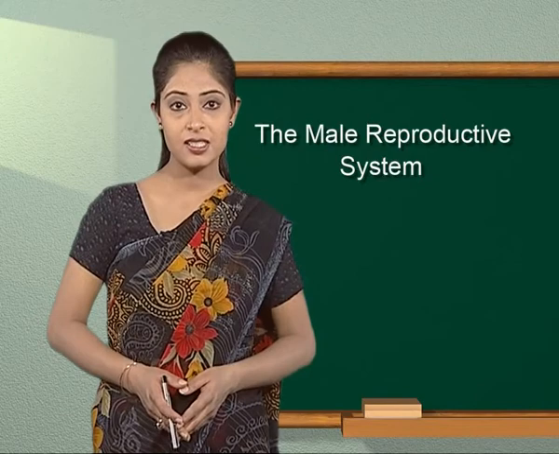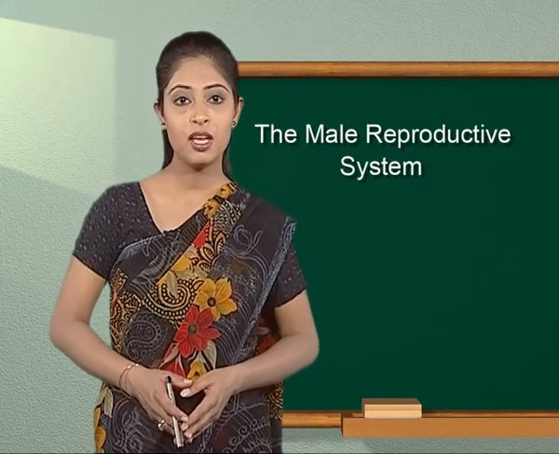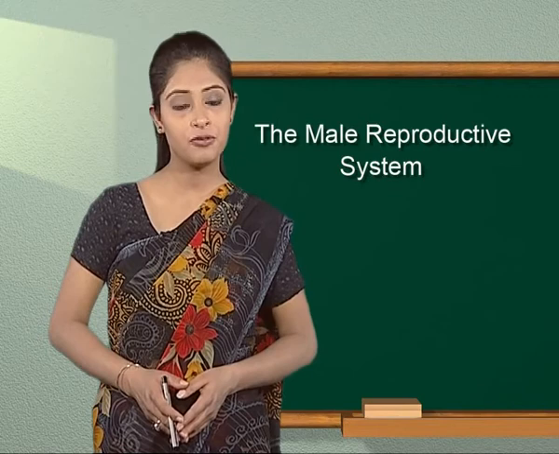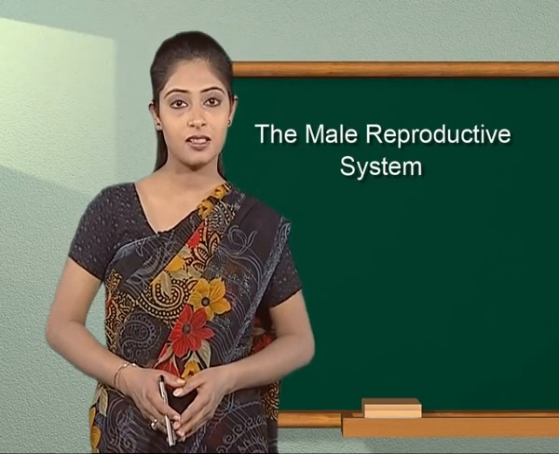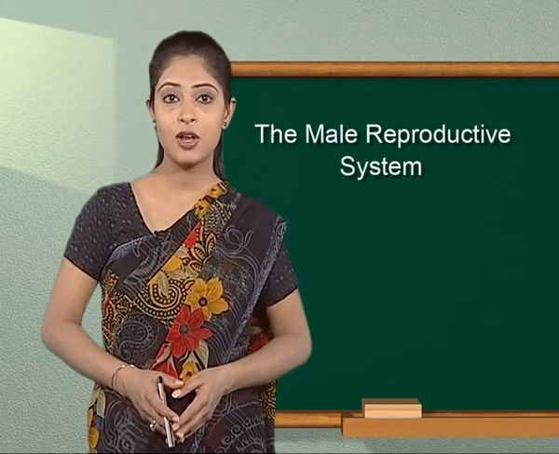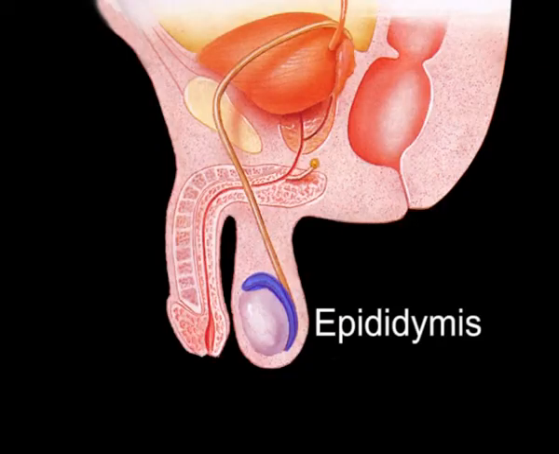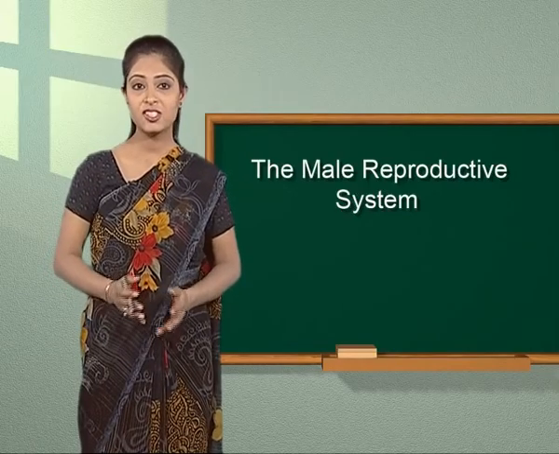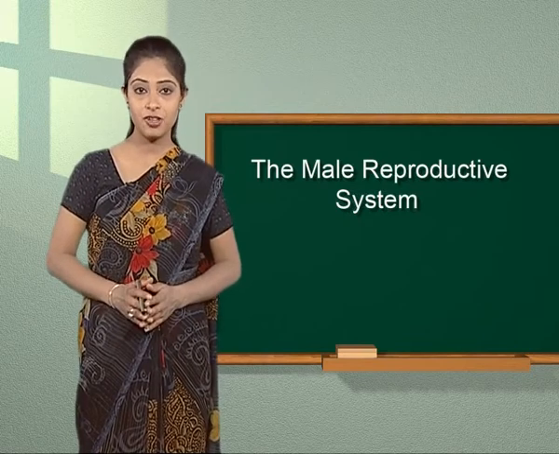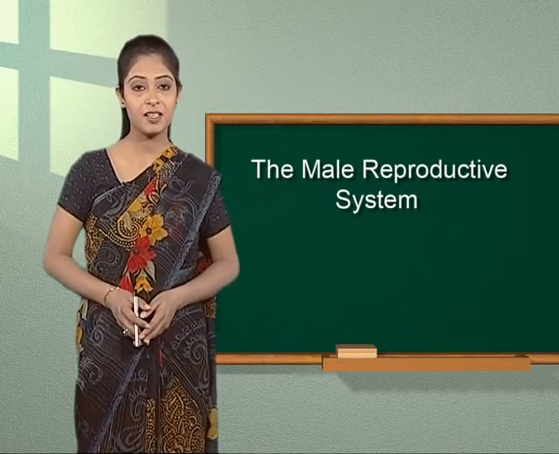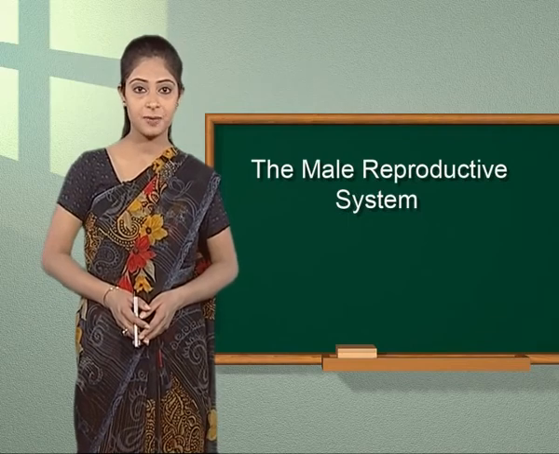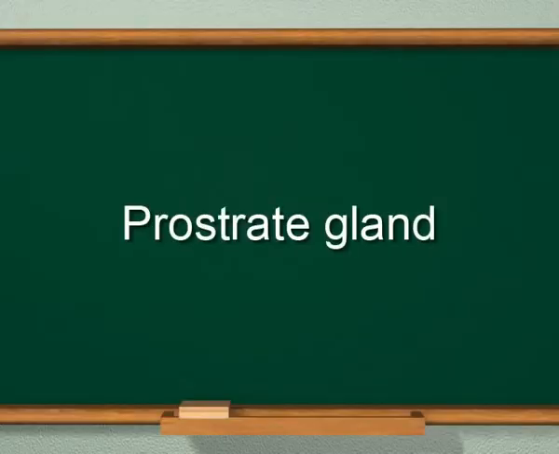The next question is, name the coiled tubule which is present just above testis. Answer. Each testis is surrounded by a coiled tubule known as epididymis. Next question. Which gland secretion helps in neutralizing acidity of the seminal fluid? Answer. Prostate gland secretion helps in neutralizing acidity of the seminal fluid.